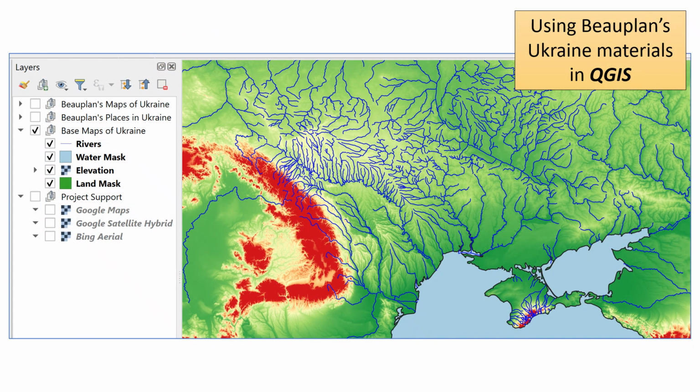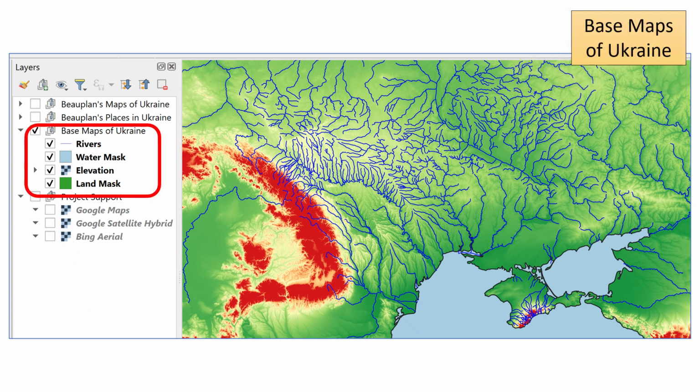Let's pull this all together and show how to use the materials in the Beauplan's Ukraine repository. Here we see a QGIS project with layers for the 3 main sections of the repository: Beauplan's Maps of Ukraine, Beauplan's Places in Ukraine, and Base Maps of Ukraine. The project includes modern maps for reference. Here the QGIS project has elevation and river layers turned on. In addition to the elevation and rivers base maps, the land and water masks can be used to clean up details on a map image.